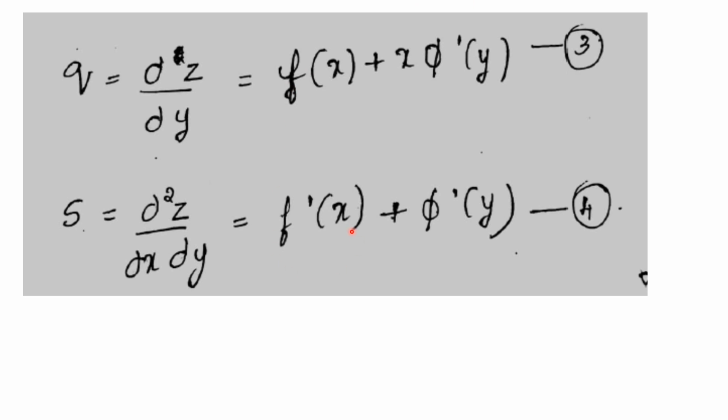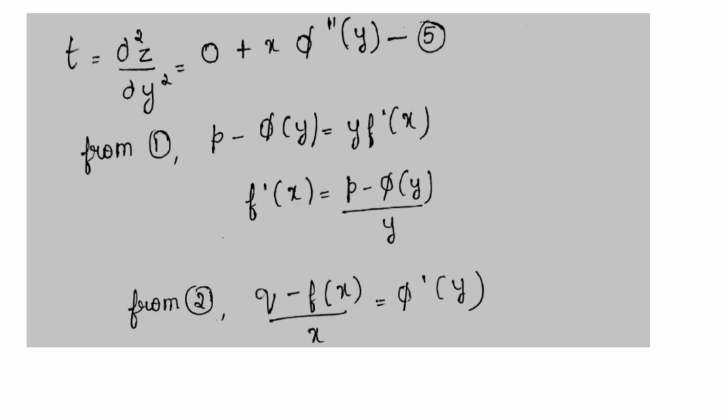So I have to differentiate this once again. Before differentiating it once again with respect to y, I'll differentiate it with respect to x now. So what is the differentiation of ∂z/∂y with respect to x? It is ∂²z/∂x∂y. I'm differentiating my equation 3 with respect to x now. So you get ∂²z/∂x∂y equal to differentiation of f of x with respect to x is f dash of x plus differentiation of x with respect to x is 1 into phi dash of y. So let me denote this as equation 4.